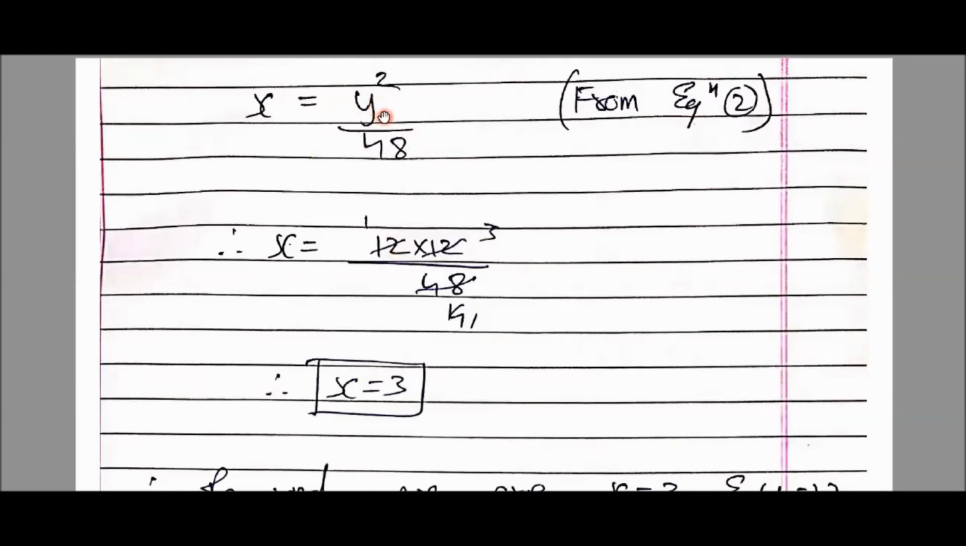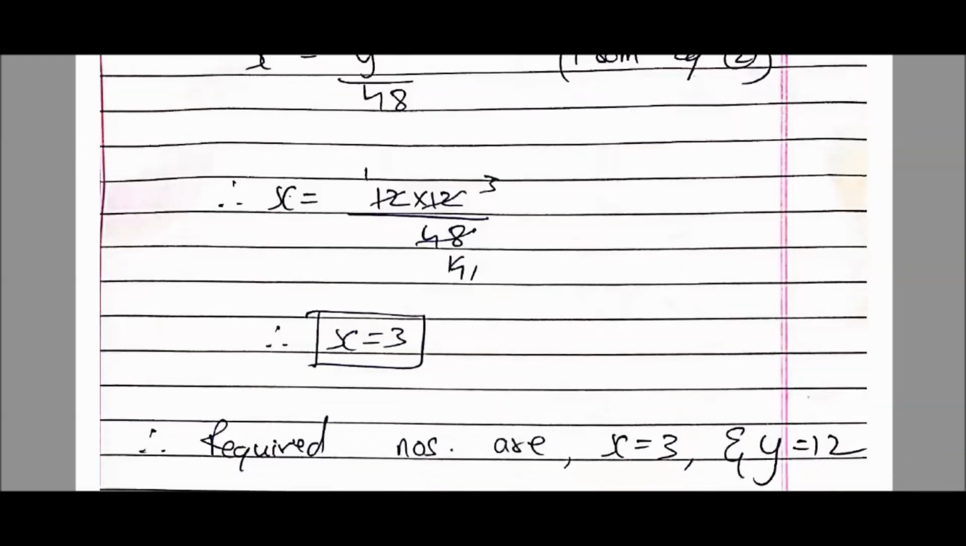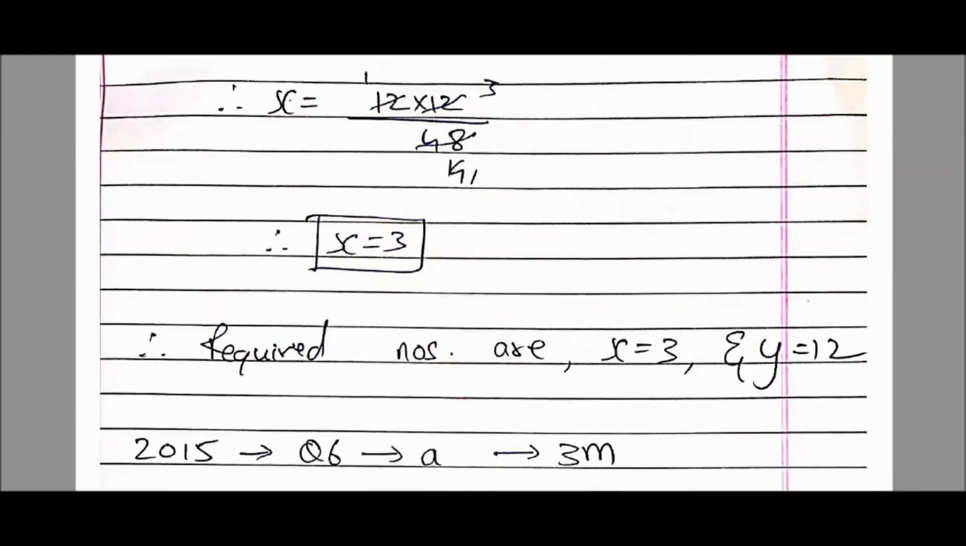See, here also y square, matlab 12 ka square, I'm not putting 144 over here. I just wrote 12 into 12 because it's always easy for the calculation. Okay, so I'll do the calculation and cancellation and I'll get x as 3. So we got the value of x and y. Required numbers are x equals to 3 and y is equal to 12. Hope the sum was pretty simple. Pause the video. Do solve it right now. Next question on the screen.